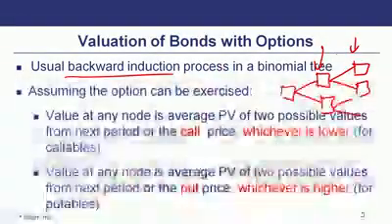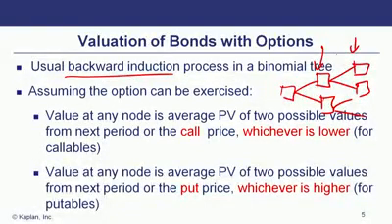But when we are at a point in time where the option can be exercised, we're going to take that value that we calculate and compare it to the exercise price. If the option will not be exercised, then we just use the value we calculated, like we have previously. But if we're in a state of the world where the option would be exercised, we throw out that number we calculated and put the exercise price into that node, and then just keep working backwards. To summarize, the value at any node is the average present value of the two possible values for the next period, or the call price if we're talking about a callable bond, whichever is lower.